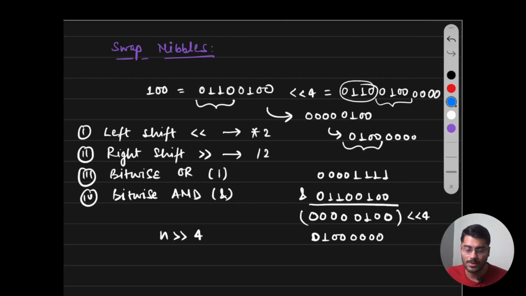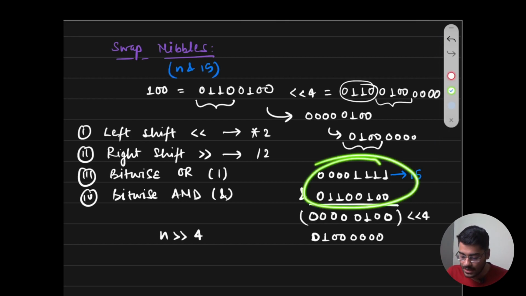Also, before I forget to mention, what will this number represent in decimal equivalence? This number will be equal to 15. You can calculate it yourself, but it is the decimal representation of 15. So if we have to do bitwise AND, we will do our n, the given input, bitwise AND with 15. This is what this operation is.